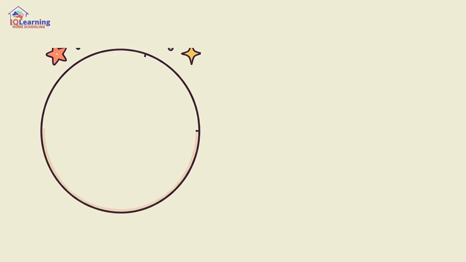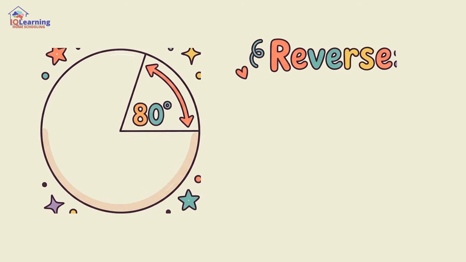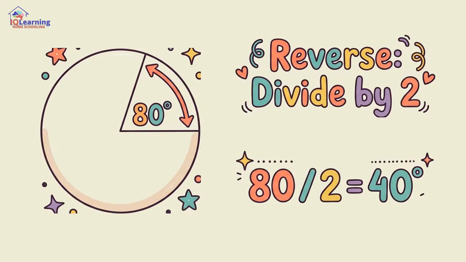Now let's use it. Suppose the center angle is 80 degrees. We want the angle at the circumference. Since the center angle is double the edge angle, we do the reverse operation. Divide by 2. 80 divided by 2 equals 40. So the angle at the circumference is 40 degrees.